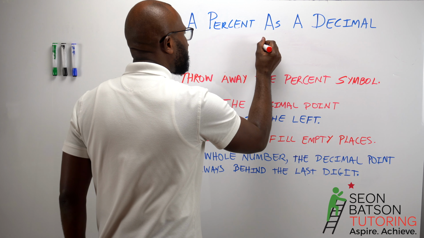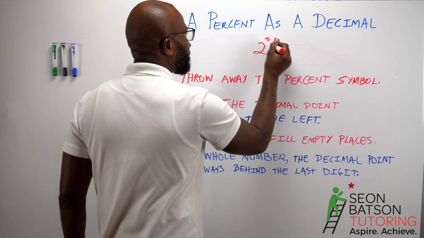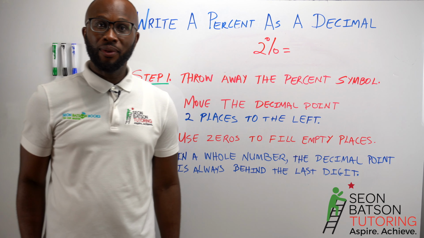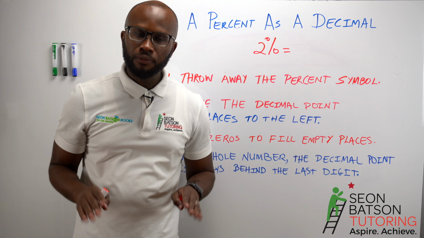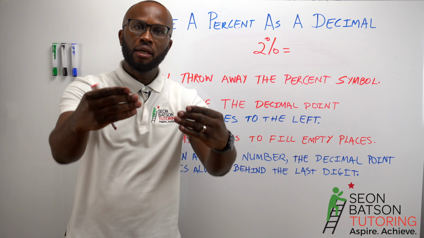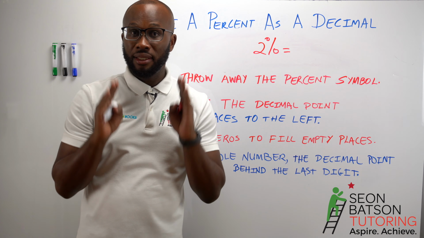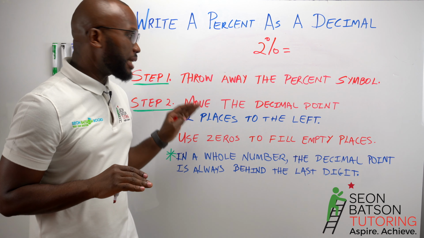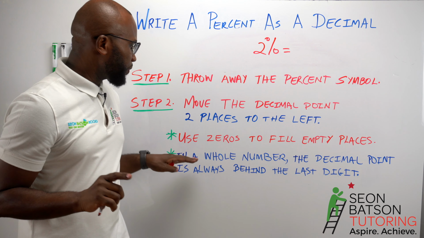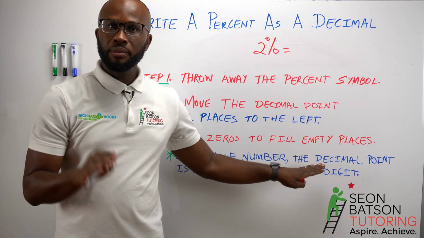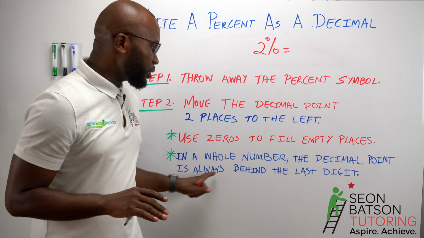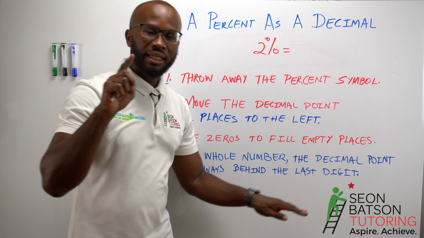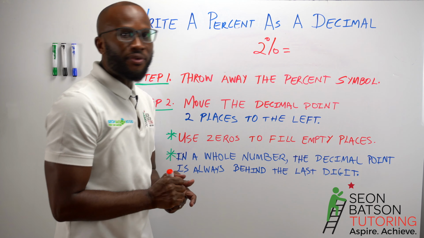Let me see you write 2% as a decimal. Again, pause the video, give it a try, and then come back and let's see if we get the same answer. Yes, I believe in you. Very important, go step by step. And remember the rules. Use the 0 to fill any empty places. And remember, in a whole number, the decimal point is always behind the last digit. Give it a shot.